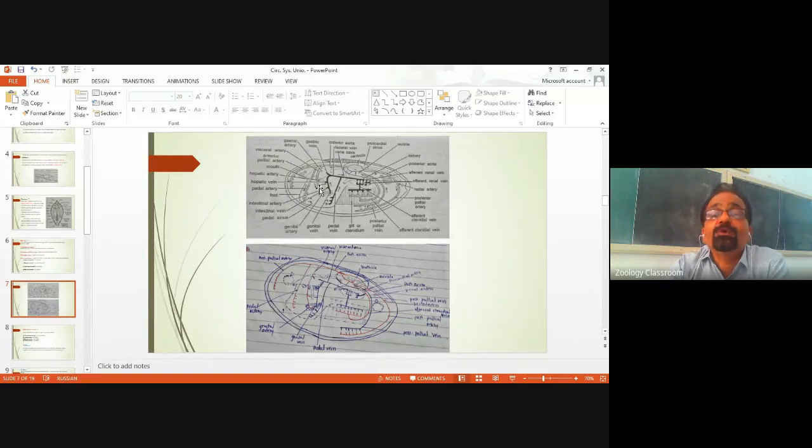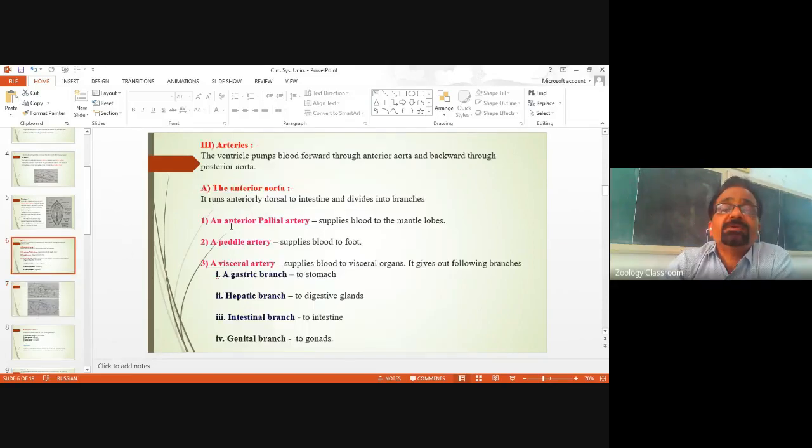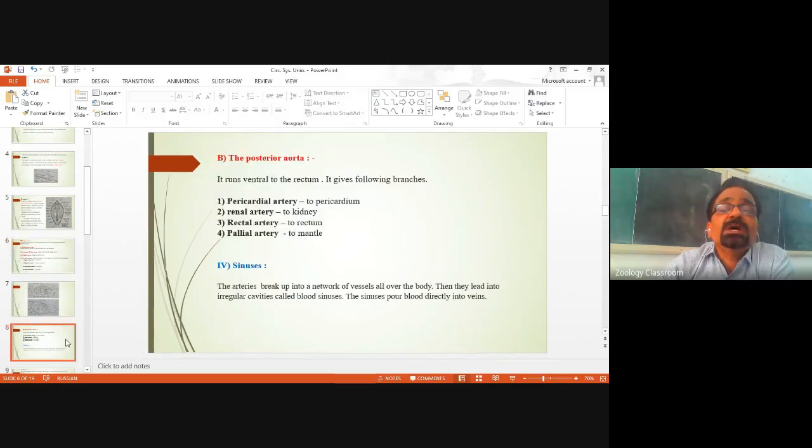So these are the four branches of the visceral artery, which supply the stomach as the gastric artery, the digestive glands as the hepatic artery, the intestine as the intestinal artery, and the gonads through the genital artery. So this is what we have discussed on the different types of artery. Now let's go to another part, that is the posterior aorta.